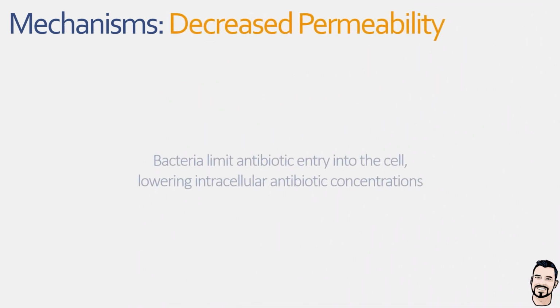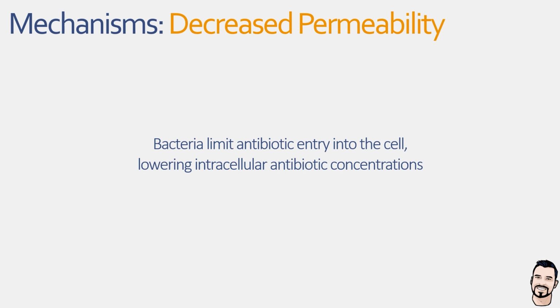Now, our third general resistance mechanism is a reduction in cell envelope permeability, which in basic terms is where bacteria limit the entry of antibiotics into the cell. Now, this commonly occurs in gram-negative bacteria as they fortify their outer membrane and limit what can pass through by altering their porins, stopping inhibitory concentrations from accumulating in the periplasm or the cytoplasm.